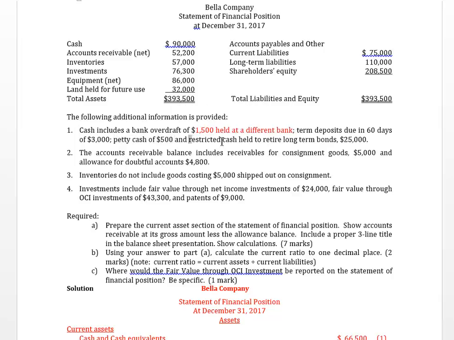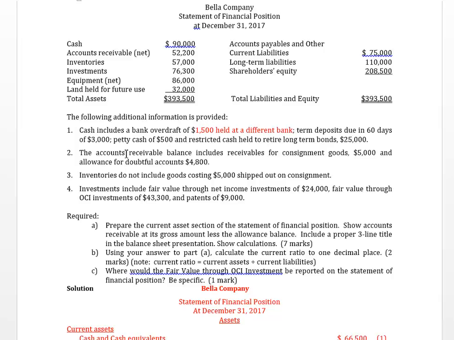And we also had a restricted cash amount that was in that cash balance, but it was held to retire long-term bonds. And the amount of the restricted cash was $25,000. So you know that because it's restricted, it has to be a non-current asset. So it shouldn't be with your cash account in the current asset section.